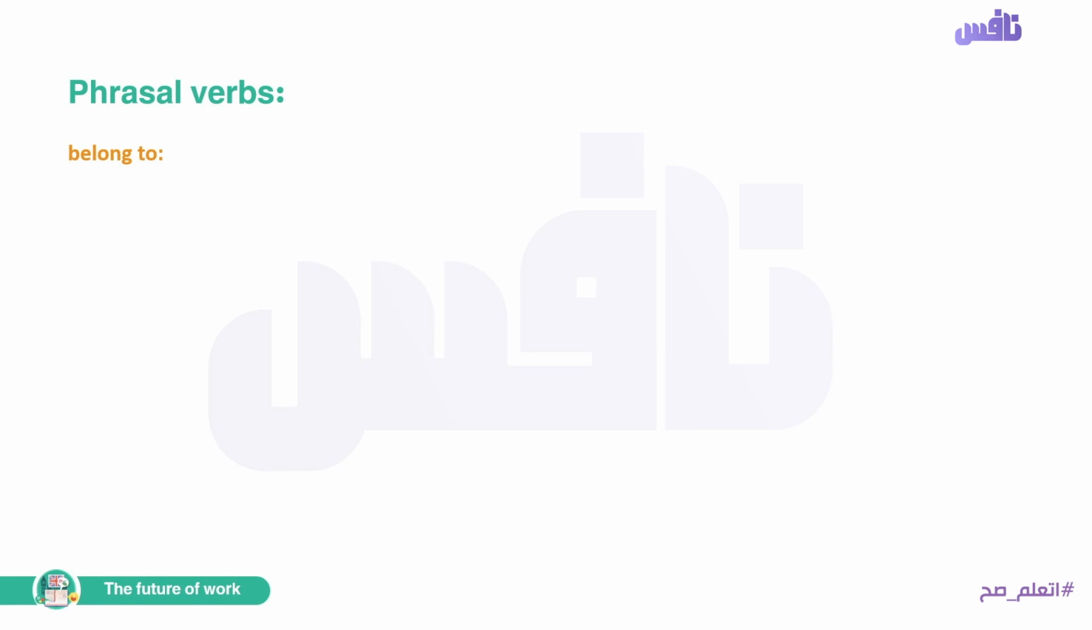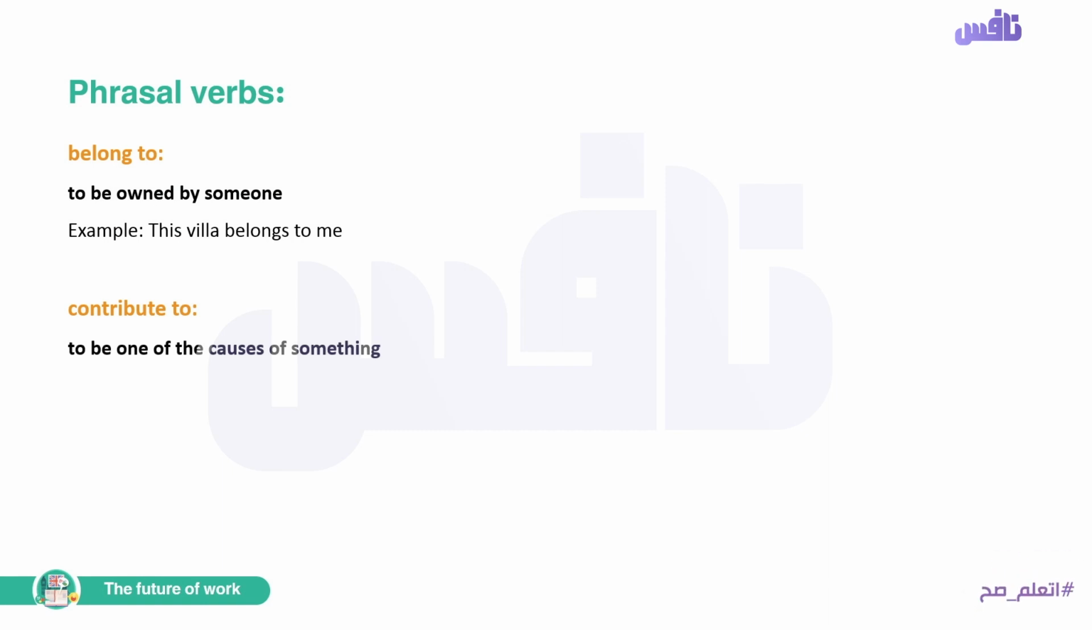اول phrasal verb هو belong to. belong to be owned by someone. For example بيقول لنا this villa belongs to me. هذه الفيلا تخصني. contribute to بمعنى يساهم فيه. يقول لنا to be one of the causes of something. For example بيقول لنا all this worry contributed to his ill health. كل هذا القلق ساهم في اعتلال صحته، انه بقى مريض.